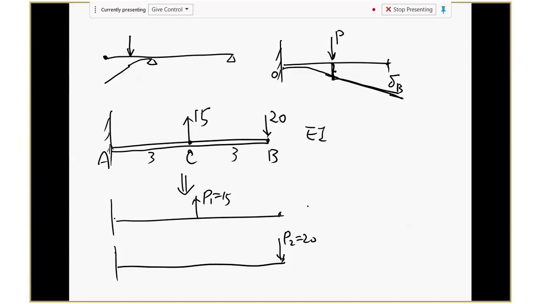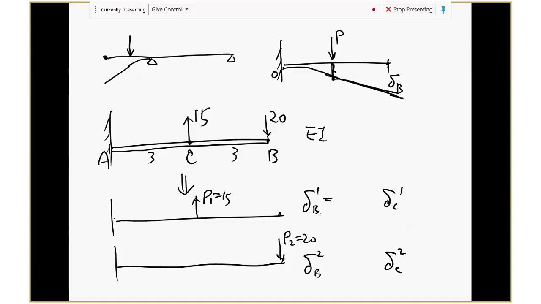Now, for the first one, can we find delta B and delta C? And for the second one, can we find delta B and delta C? I'll call the second one prime, and this from the first load. Or you can use prime. Any notation will be fine, as long as you explain. For the first load, P1, what's delta B? We can use table number 5. I need my glasses. I'll copy it carefully.